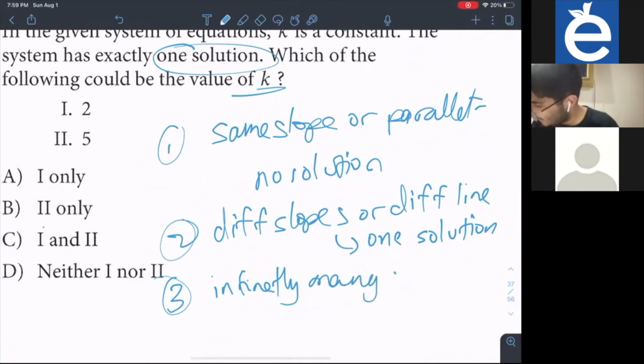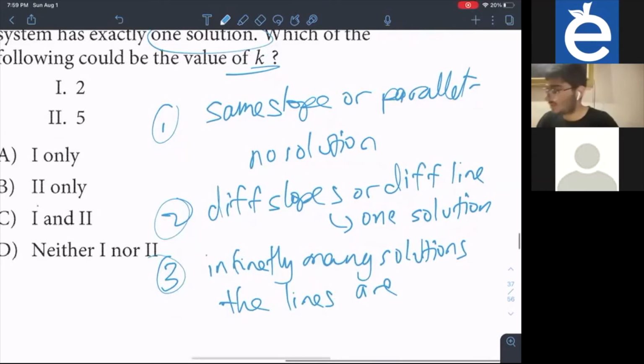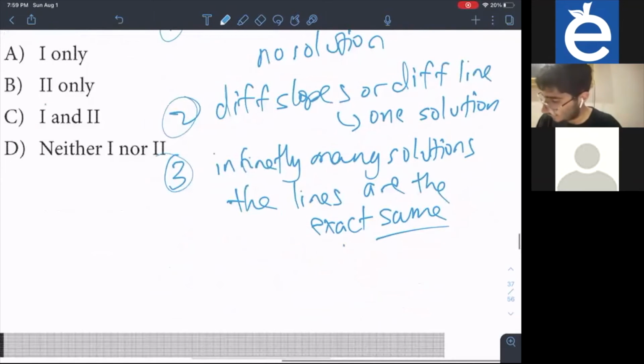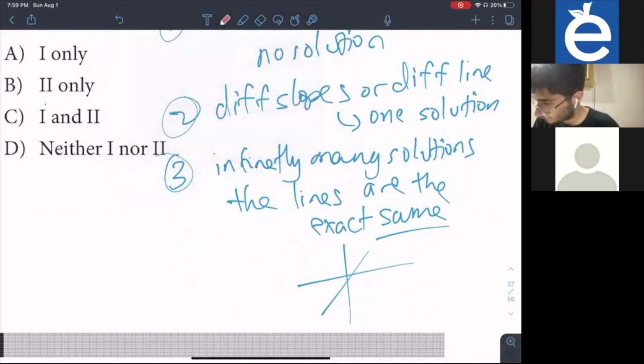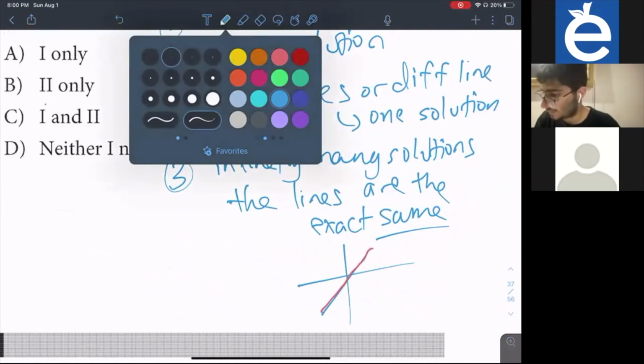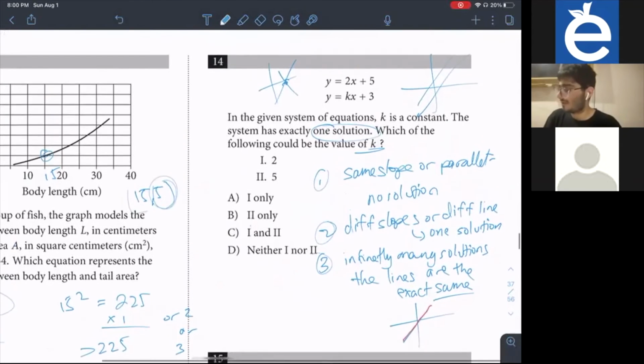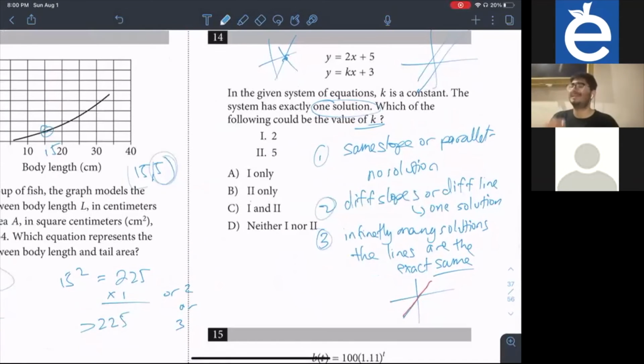Many solutions would be if the lines are exactly the same. Because if they're exactly the same, they're on top of each other, meaning that any solution point would work. Basically, that's what same lines means. Okay, so these are the three different types of conditions that the SAT might test you on.